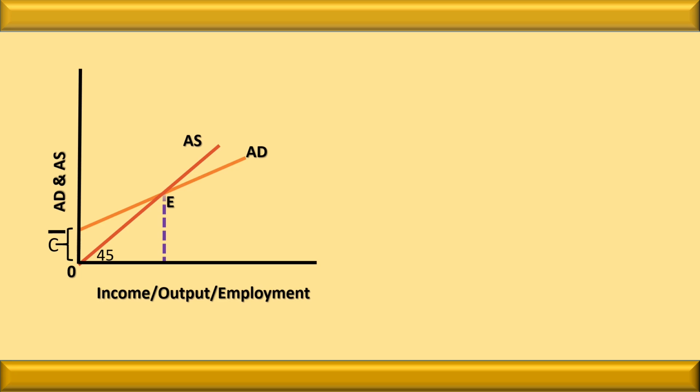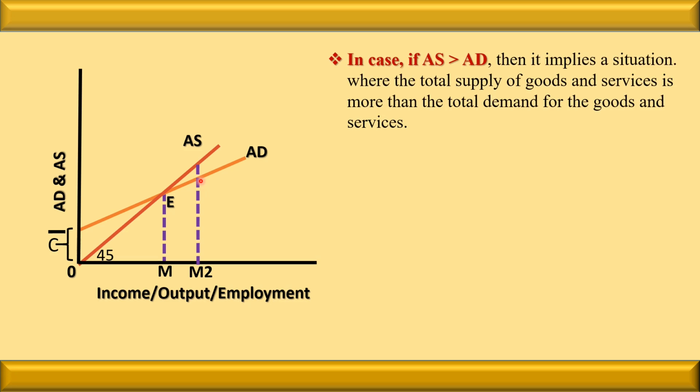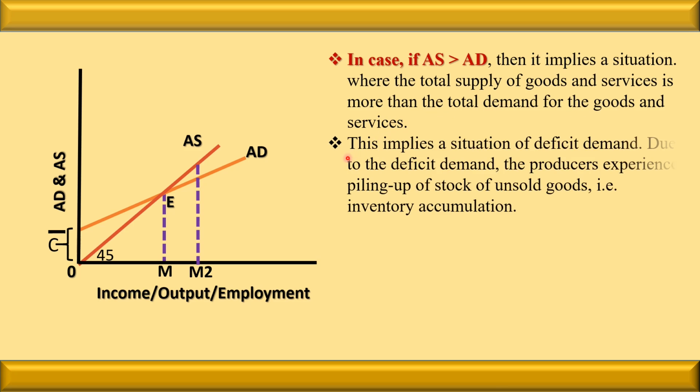Now let us see the next thing. Suppose the income is greater than the full employment level of income, or equilibrium level of income. Here, when the income is OM2, aggregate supply exceeds aggregate demand. In case aggregate supply exceeds aggregate demand, it implies a situation where the total supply of goods and services is more than the total demand for goods and services. It means supply is more and the demand is less.